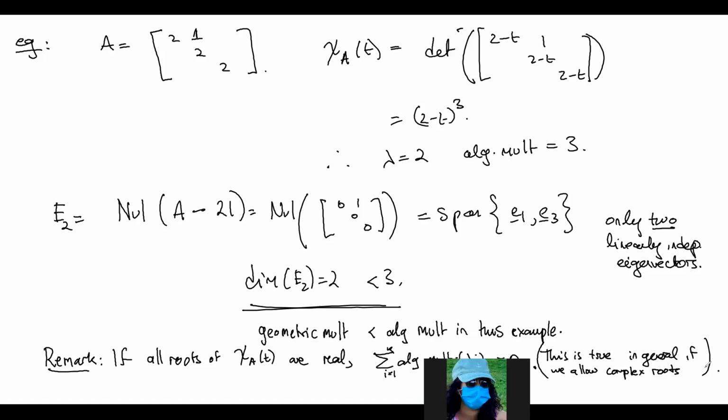Professor, can you explain E2 equals null of A minus 2I? Where did you get the 21? Oh, it's not 21. It's 2 times the identity. Sorry. Okay, thank you. That makes more sense.